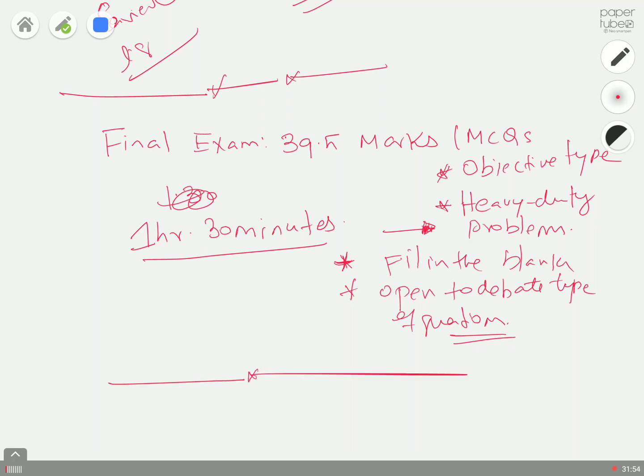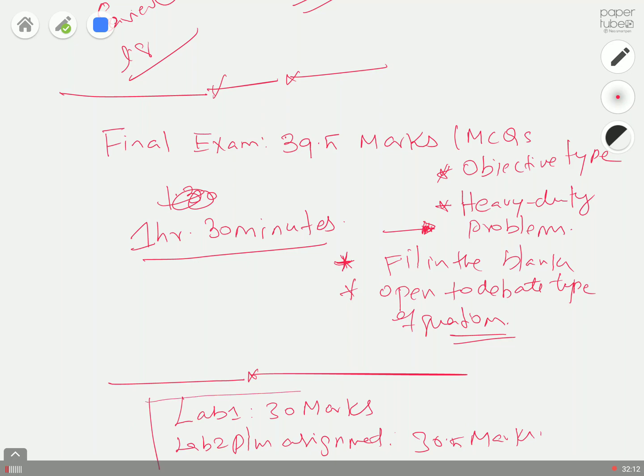So that's how your final exam will be, and then lab 1 is 30 marks, and then lab 2 plus assignment is 30.5 marks. So don't think that you will get 60.5 marks just like that without the hard work. You must work really hard. You must make a really very good report. Only then you will get the maximum mark. I have really high expectations when it comes to lab and assignments.